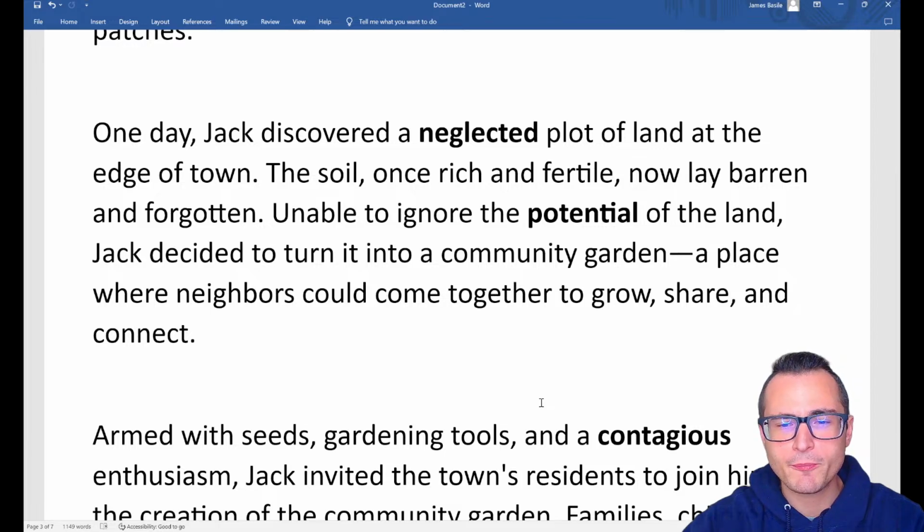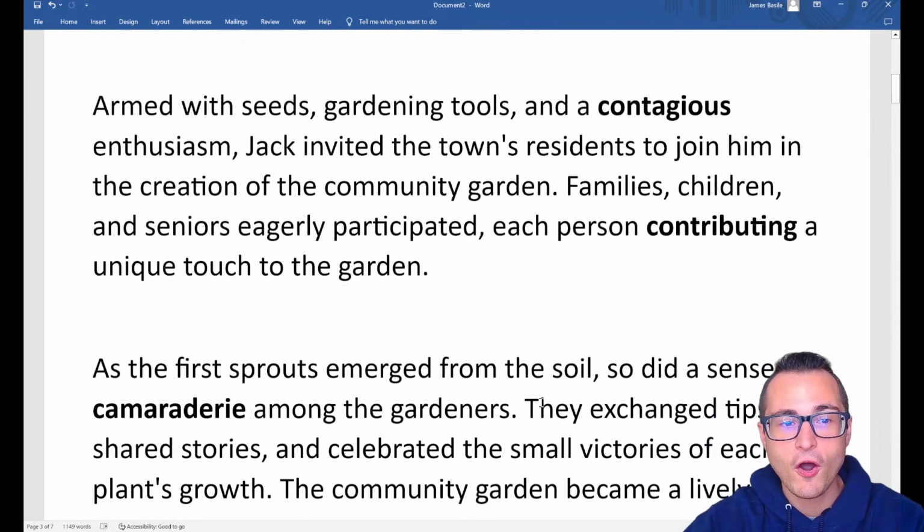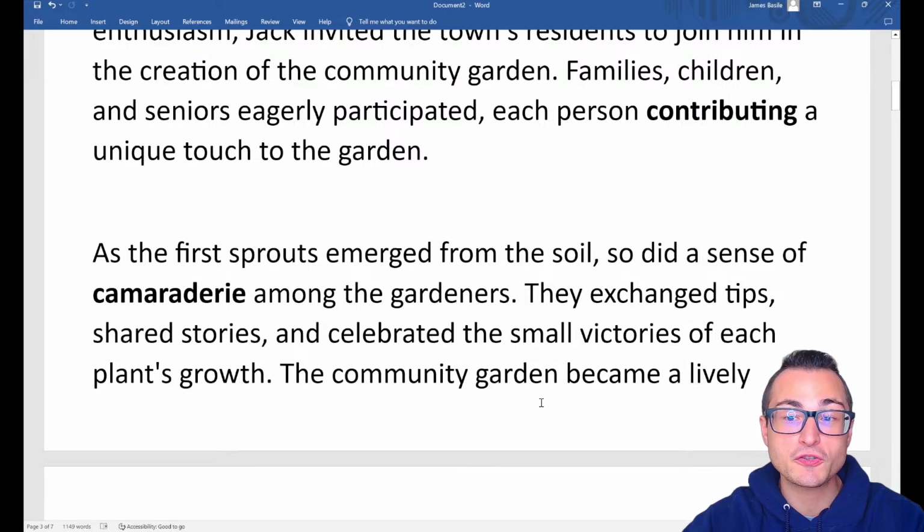Unable to ignore the potential of the land, Jack decided to turn it into a community garden, a place where neighbors could come together to grow, share, and connect. Armed with seeds, gardening tools, and a contagious enthusiasm, Jack invited the town's residents to join him in the creation of the community garden. Families, children, and seniors eagerly participated, each person contributing a unique touch to the garden.